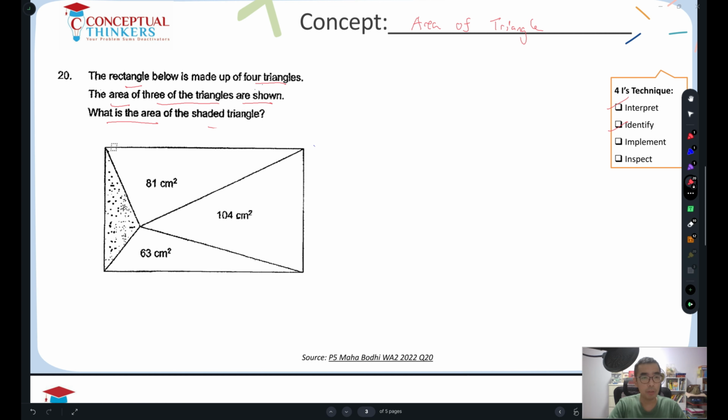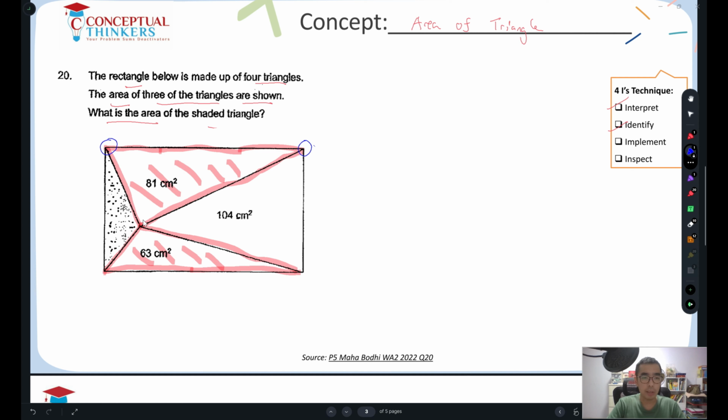So firstly, I want you to focus on these 2 triangles. The first triangle that I want you to focus on will be this triangle that has an area of 81 cm square, and also another triangle which is this 63 cm square. The reason why I want you to look at these 2 triangles is because when you add the 2 triangles up, that will give you the area of half of the rectangle. So how do I know that these 2 triangles will add up to give you half of the area of the rectangle? It's because if you look at the base of the top triangle, the 2 corners of the triangle will touch the corners of the rectangle.